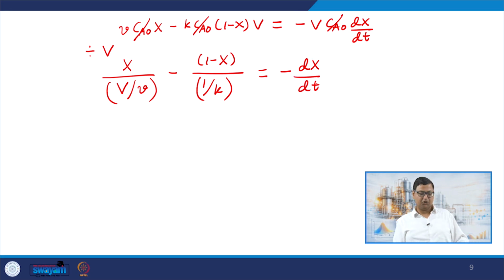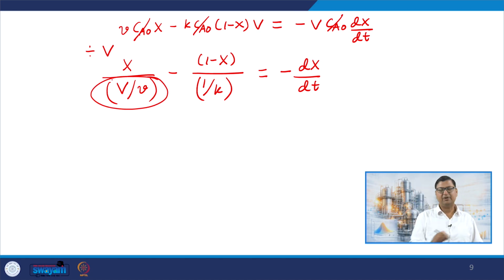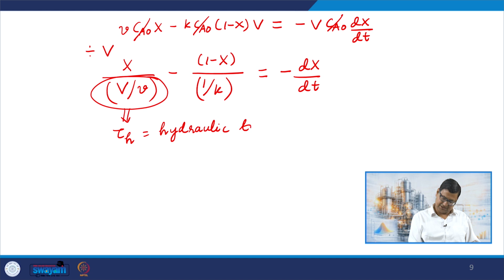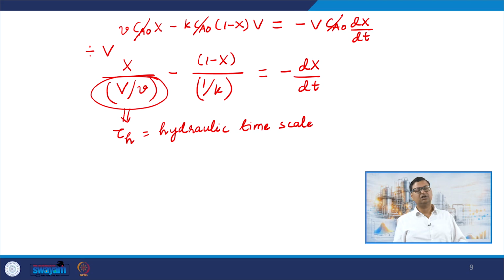Right. What you note here, the way we have written it, this denominator, V by v, has a unit of time, and therefore we give it a name, tau h, and I will call it a hydraulic time scale. The reason being that this is something which is completely in our control. It is pure hydraulics. We can control the volumetric flow rate, and therefore we can control this time scale for a given volume by changing the volumetric flow rate, by changing the pumping or whatever. We have a control on this time scale, right.